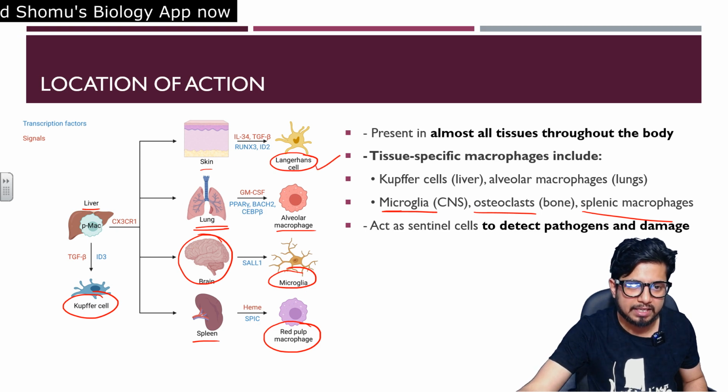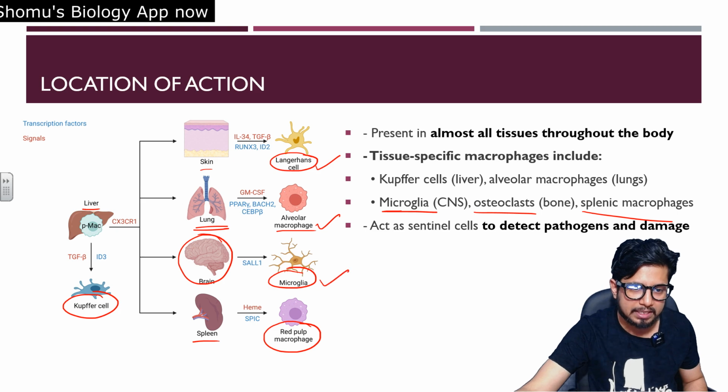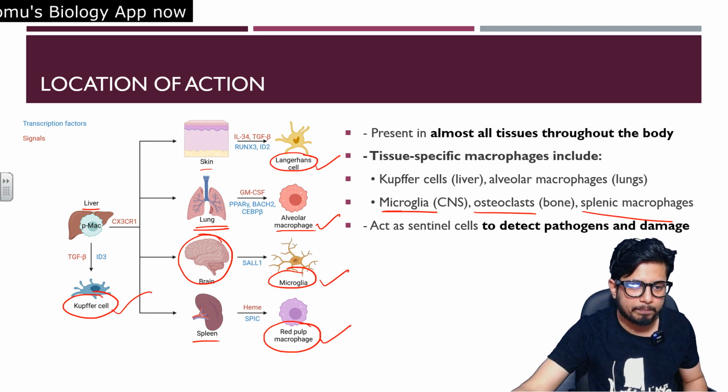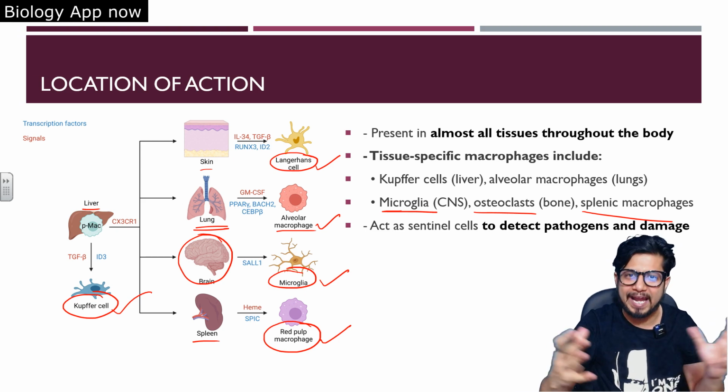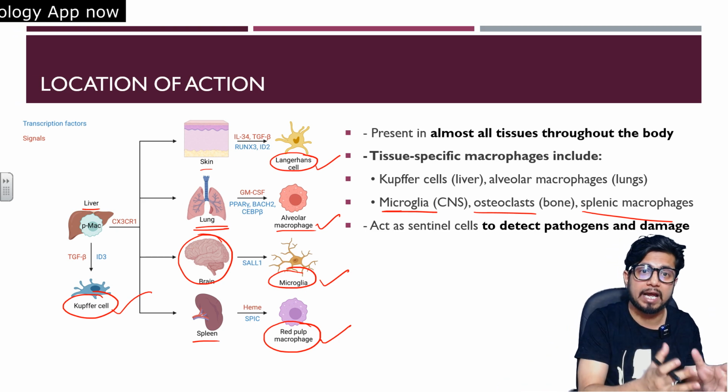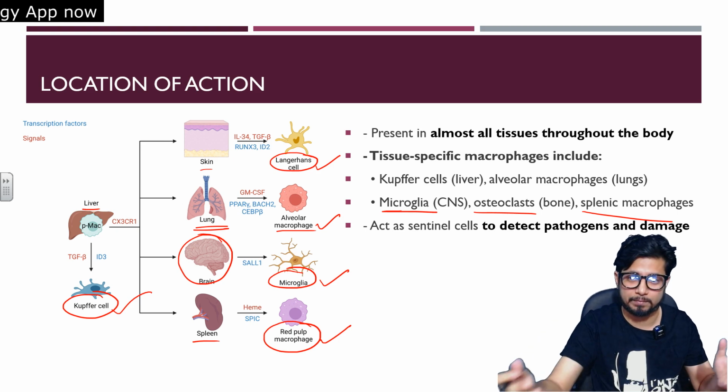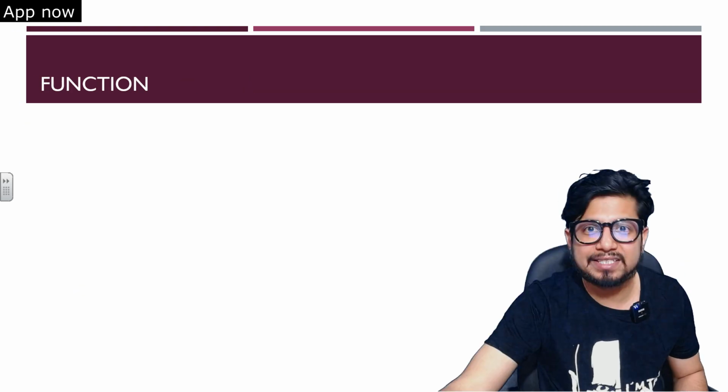So Langerhans cells, alveolar macrophages, microglial cells, Kupffer cells, red pulp macrophages, or osteoclasts, they are all varieties of macrophage itself, and they are all derived from the monocytes which are present in the bloodstream. Next is the function.